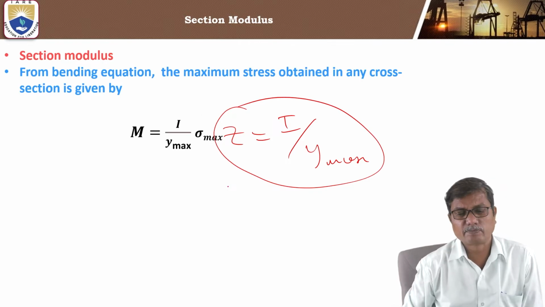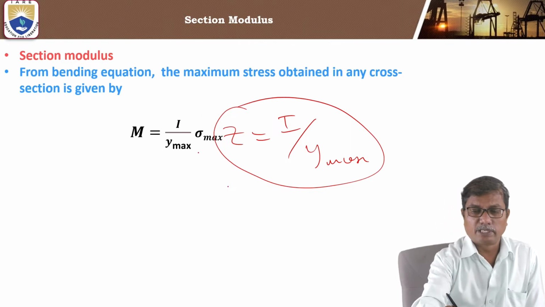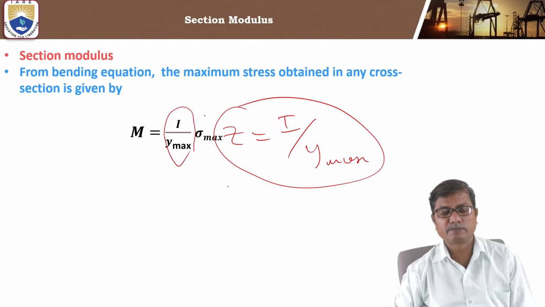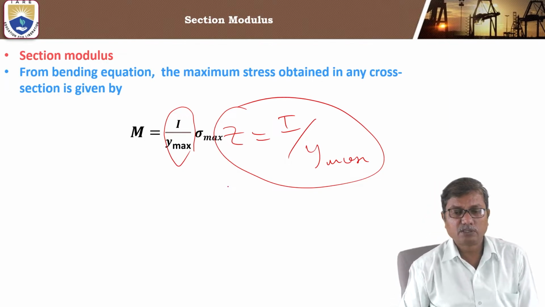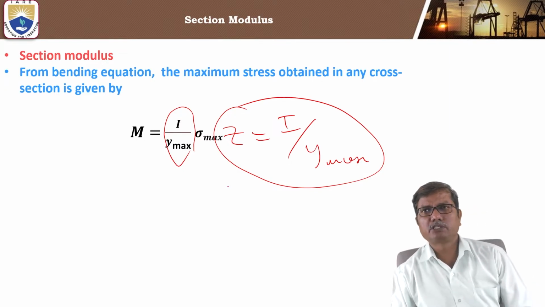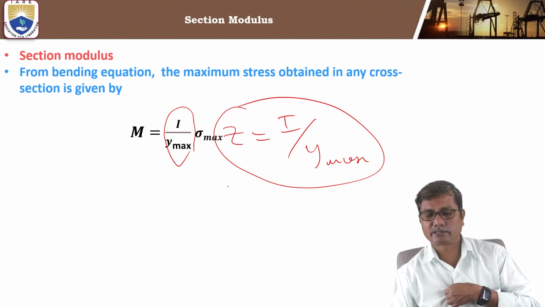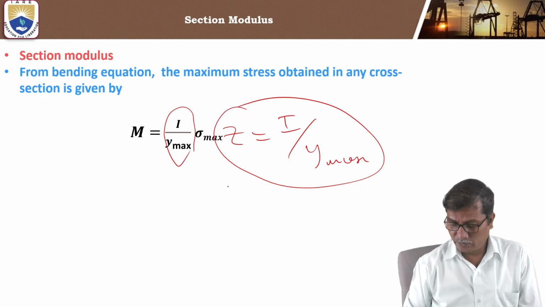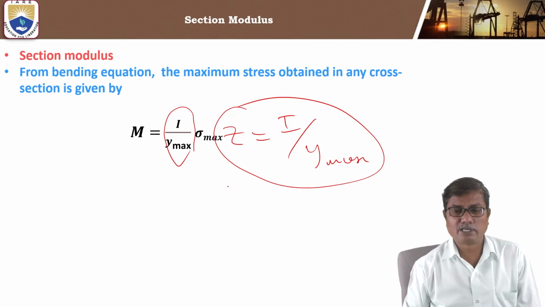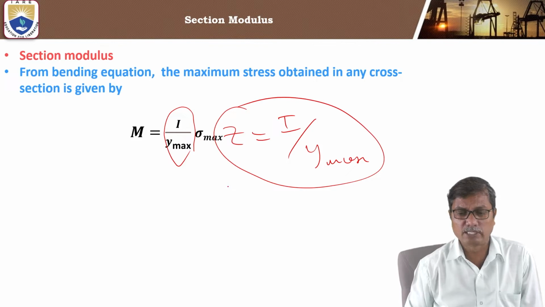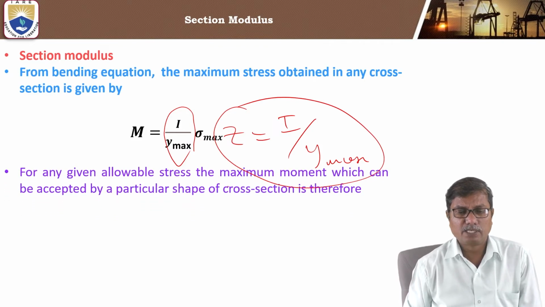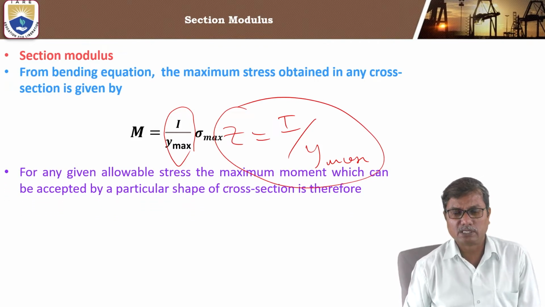I by y maximum, this we can find out by knowing first the position of the neutral axis. In other words, the position of the centroid, because the neutral axis passes through the centroid of the section. That is proved. So how to find the position of the centroid? This is already studied. I am not going to explain that again.